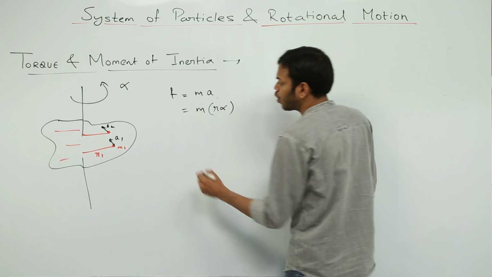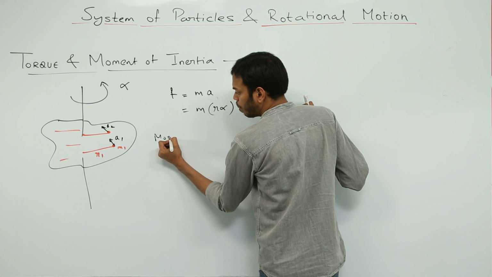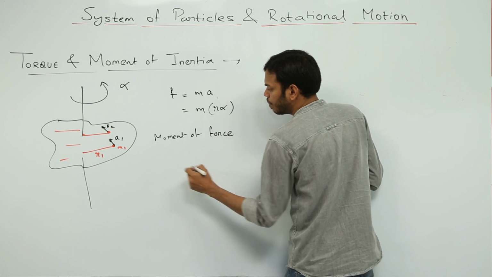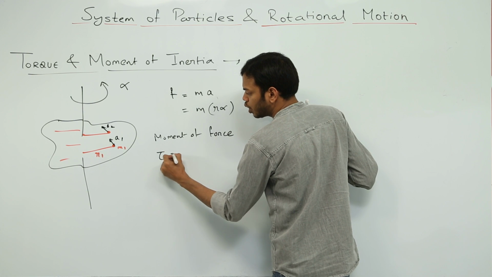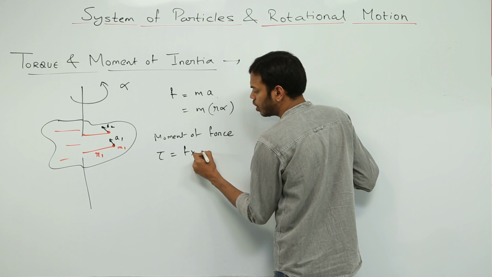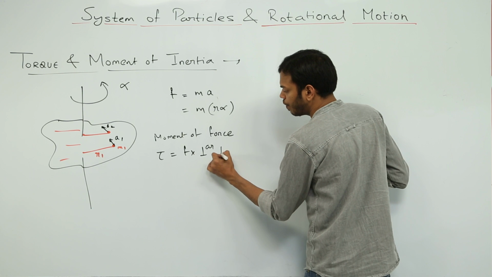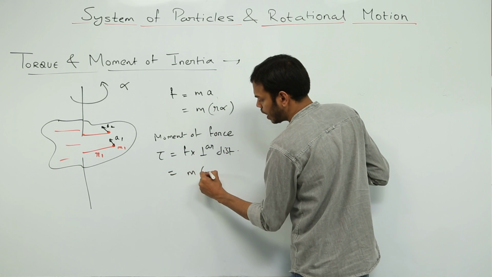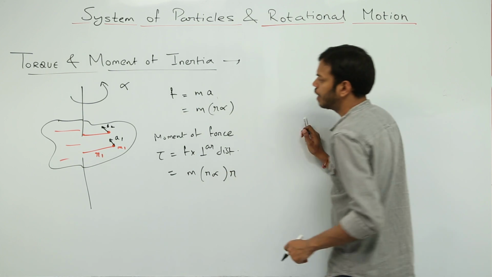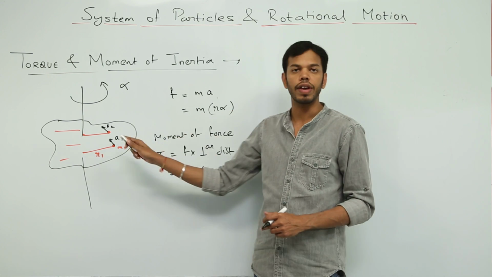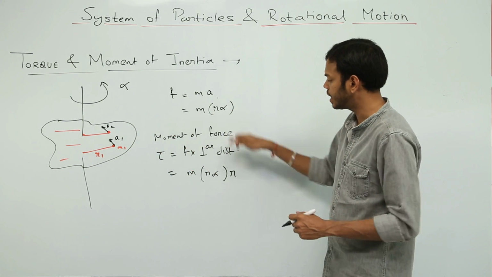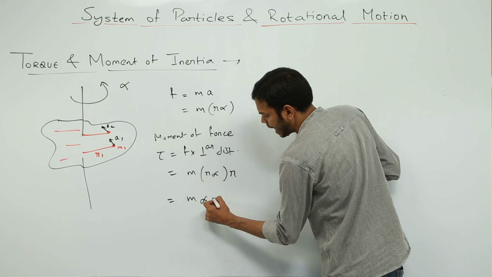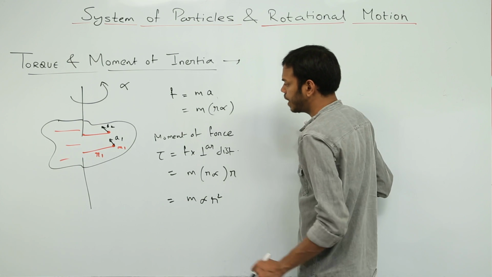This would be the mass into acceleration. But if we are talking about moment of force, what is moment of force? Moment of force is basically torque, which is force into perpendicular distance from the axis of rotation. So this becomes m r alpha times r, where r is the perpendicular distance of any such particle from the axis of rotation. So this becomes m alpha r square.